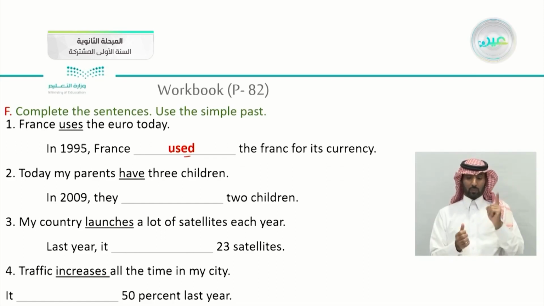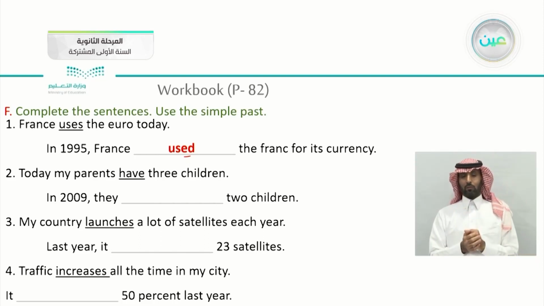Today, my parents have 3 kids. However, in 2009, in the past, they 2 children. Here, we're having the verb have. The past of have is actually had, an irregular verb.